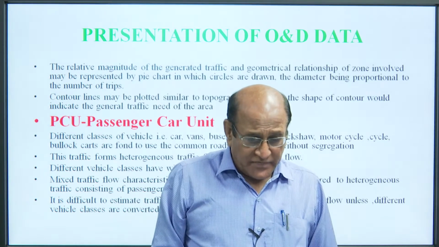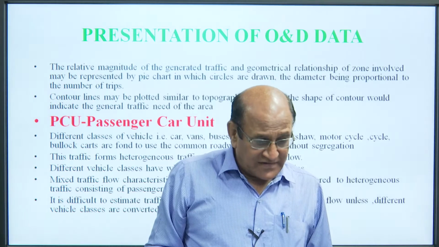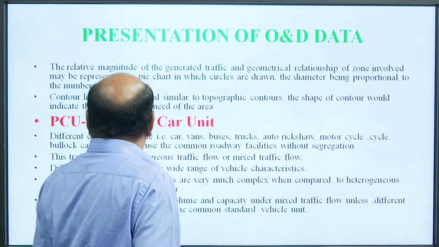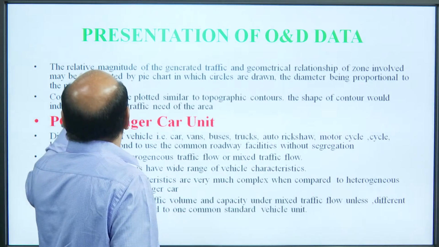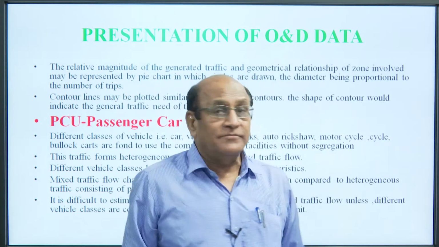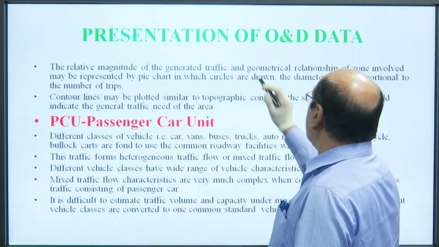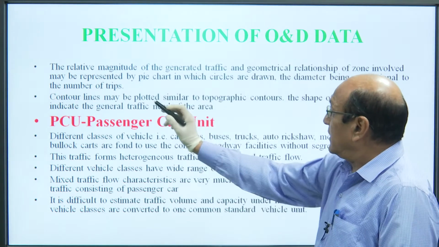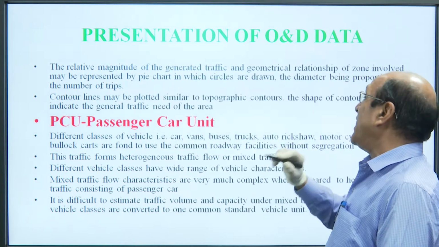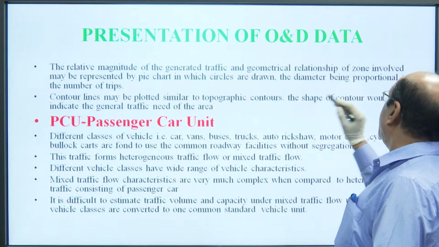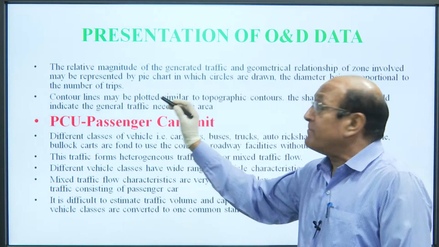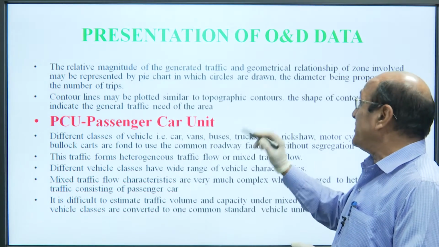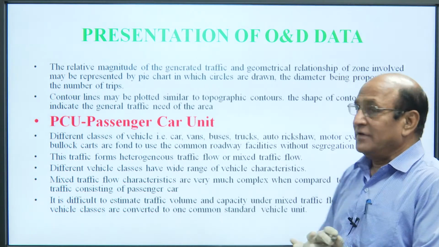Presentation of O&D data. The second is the relative magnitude of the generated traffic and geometrical relationship of the zones involved, which may be represented by a pie chart in which circles are drawn with diameter proportional to the number of trips. Contour lines may be plotted similar to topographic contours.